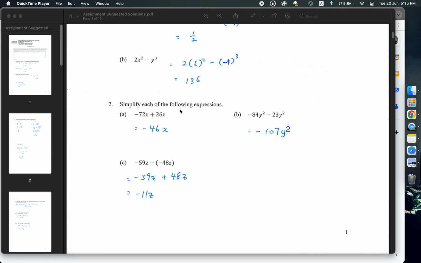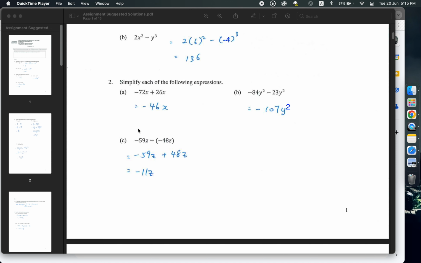we do not know the value of x, y, and z. So what we do is we just combine all the like terms together. They are all like terms in this case. So the first one, -72x plus 26x is -46x. Part B, -84y squared minus 23y squared is -107y squared.